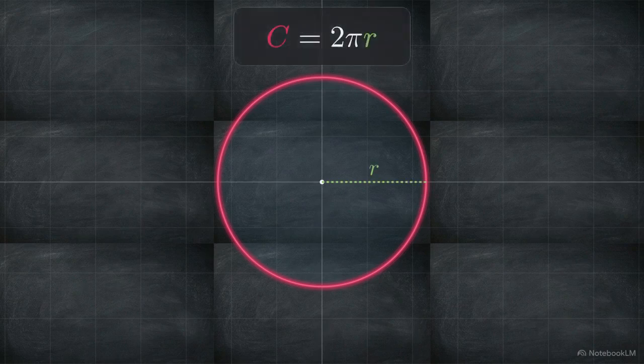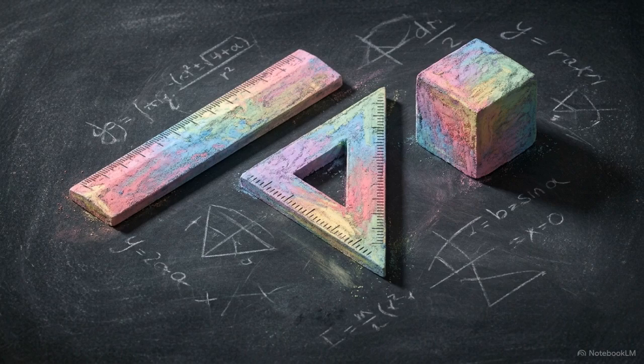We rely on standard formulas to measure the natural world. To find the circumference of a circle, we use c equals 2 pi r. However, elementary geometry has a specific limit. Its tools were developed to measure straight lines and flat planar surfaces.